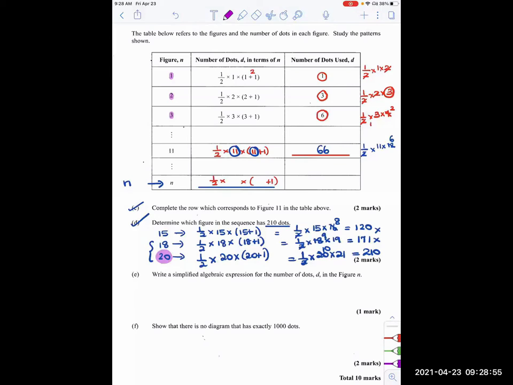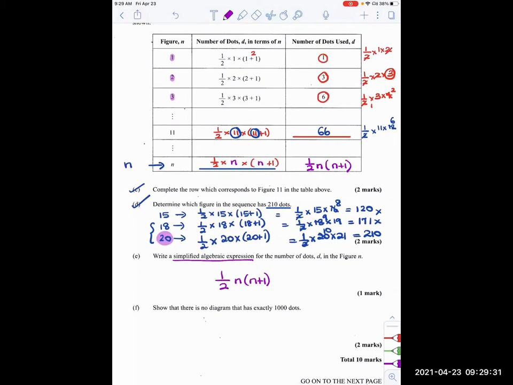Are you all ready? Yeah, miss. So just replacing 11 with n. Did you all get that? Yes, miss. So all they ask is for a simplified version of this expression. So a half multiplied by n is a half n, open bracket, n plus 1. So that is the simplified version they are looking for.